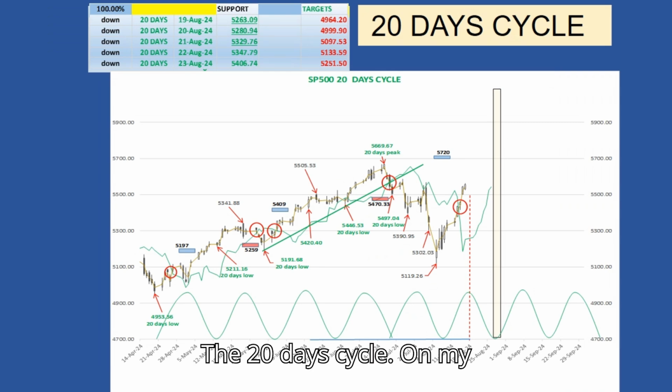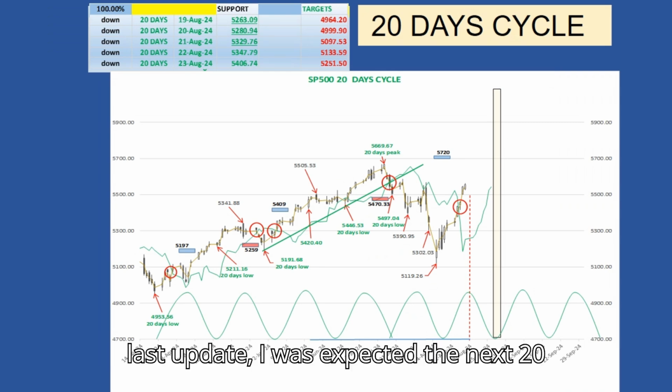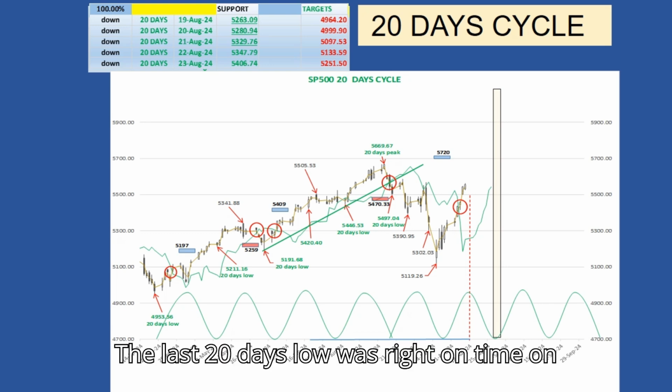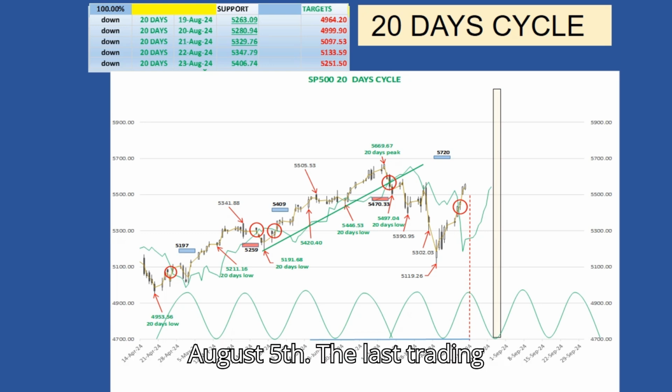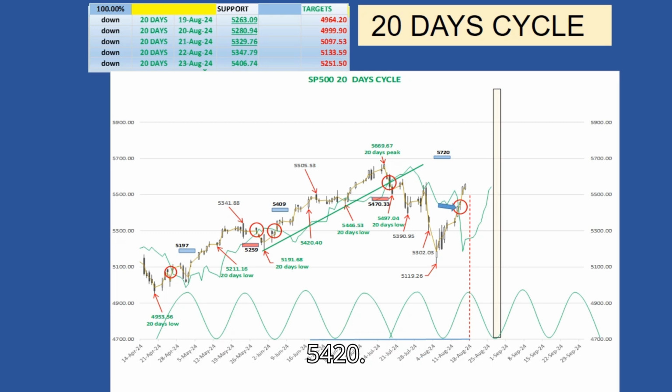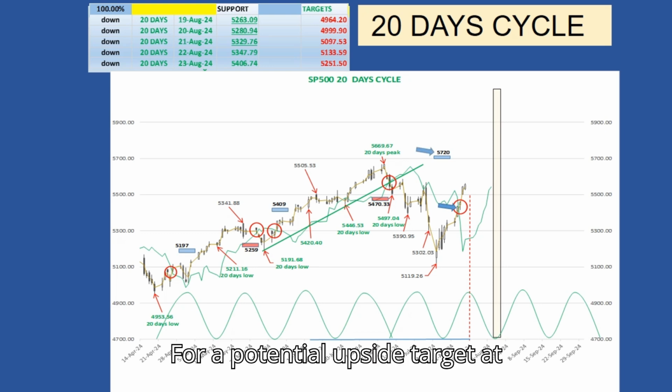The 20-day cycle. On my last update, I expected the next 20-day cycle low to occur on August 5th. The last 20-day low was right on time on August 5th. The last trading signal was on August 14th, when the market crossed above its cycle line at 5,420 for a potential upside target at 5,720, a new all-time high. 300 points or 5.55% of potential profits.